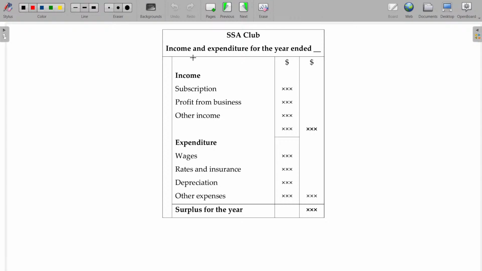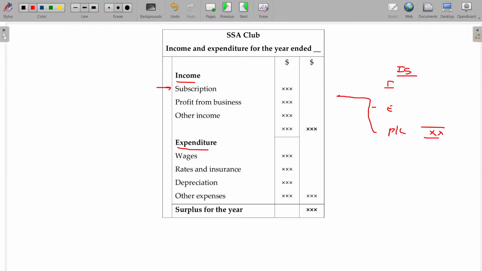Now, how do you prepare the income and expenditure account? Predominantly, we have the subscription as the income. And this club may do some business activities also. For that, they will prepare a financial income statement. In the income statement, they find out the profit or losses. Income minus expenses, you get the deficits. So profit or loss.